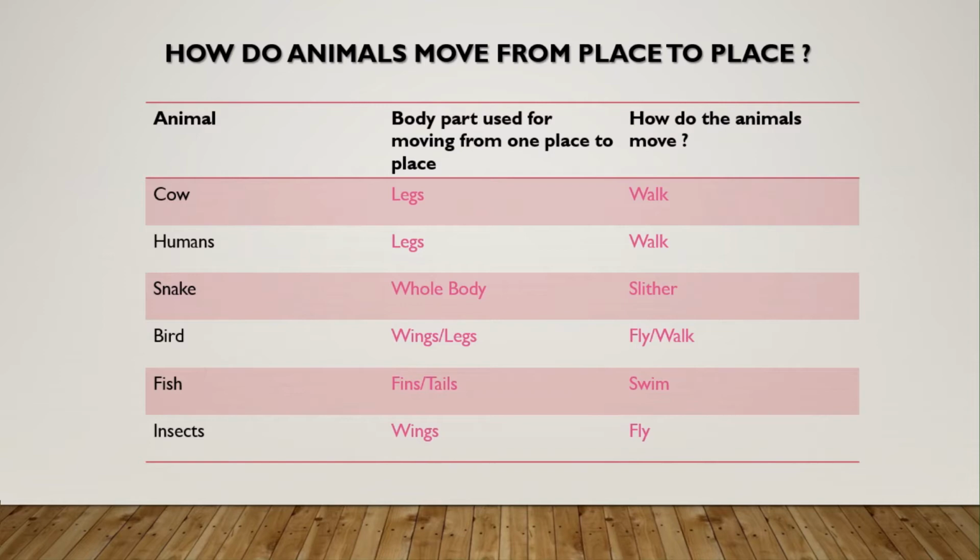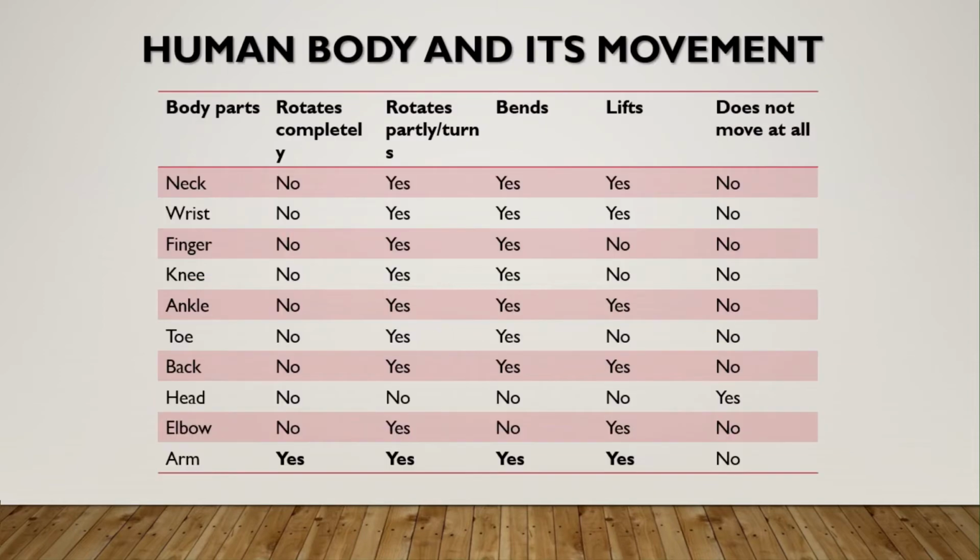So first let's start with the human body. For this also, do one activity. Try to move your body parts which are capable of moving. That is your neck, your wrist, finger, knee, ankle, toe, your backside, your head, your elbow, your arm. See whether it is able to rotate completely, which part of your body rotates partly, which is able to bend or which you are able to lift, or which part of the body is not able to move at all, and note it down in this table.